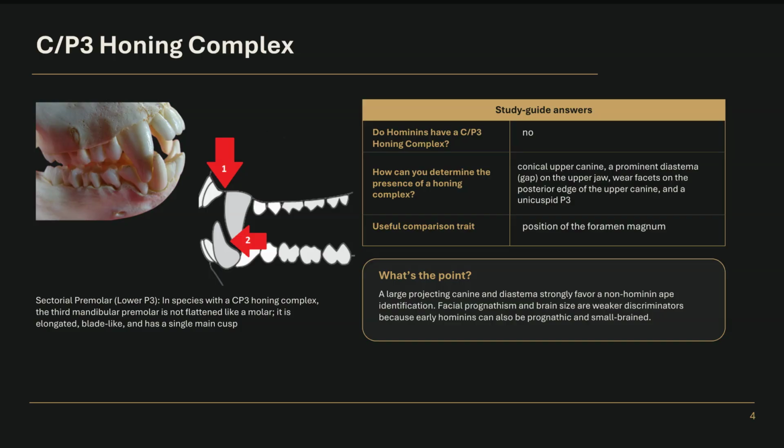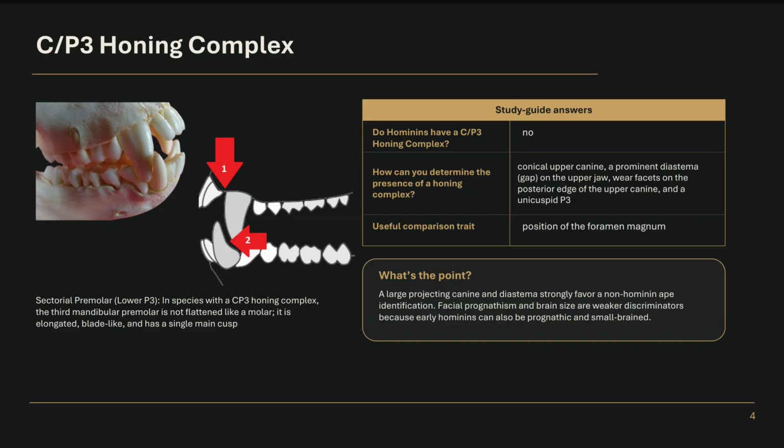accommodate the opposing canine. The lower third premolar is often sectorial, elongated, blade-like, and dominated by a single main cusp. Hominins show reduction or loss of this functional complex. The canines become shorter and less projecting. Diastemata are reduced or absent. The lower third premolar becomes less sectorial and more molarized through time. This dental transition is central to early hominin identification.